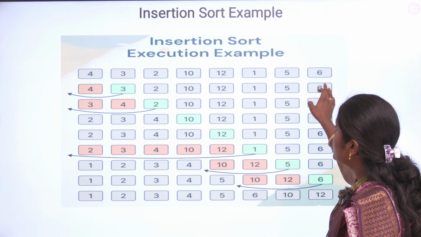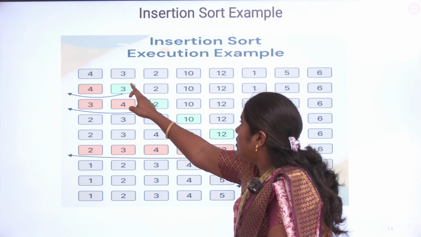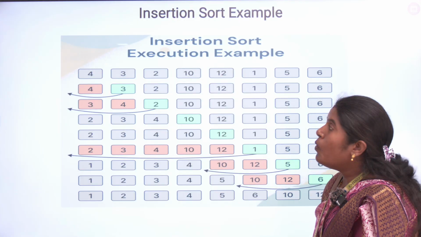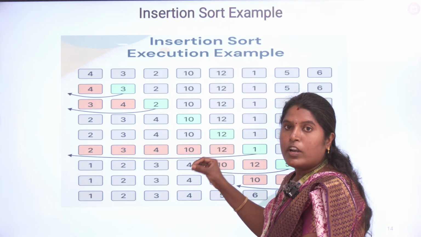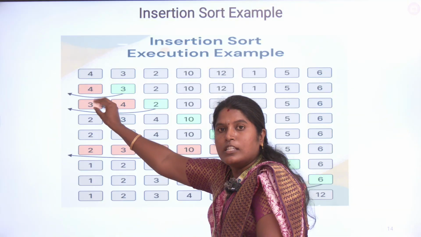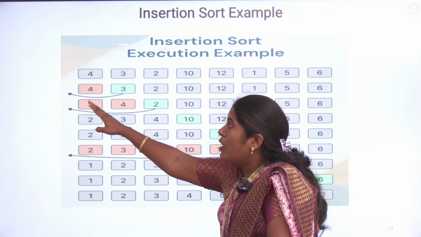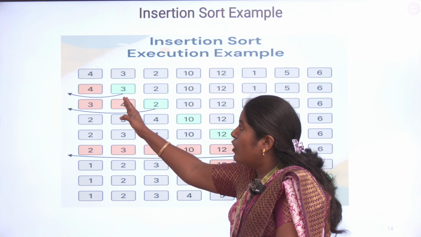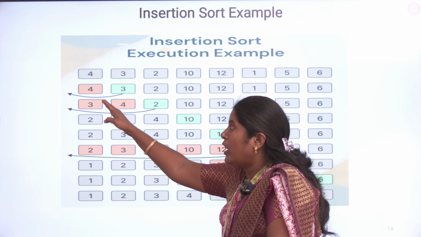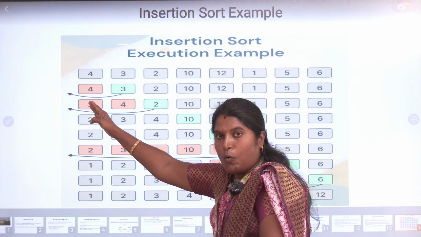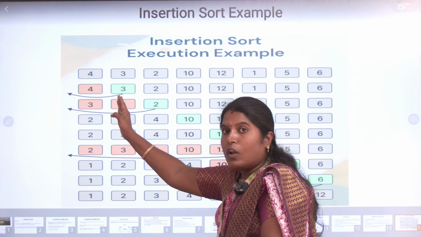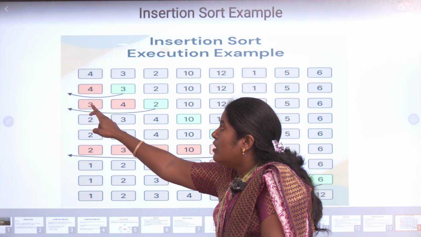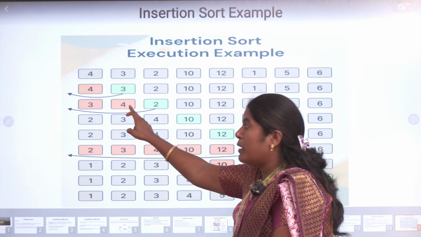This is a list which consists of data items 4, 3, 2, 10, 12, 1, 5, 6. By this insertion sort algorithm, we already assumed that the first element is sorted, so we leave the first element and start with the second element, which is 3. We compare it with the previous element, 4, which is greater than 3. So we swap the first and second elements. The first element now becomes 3 and the second element becomes 4.